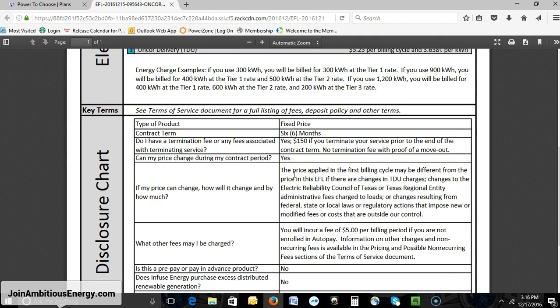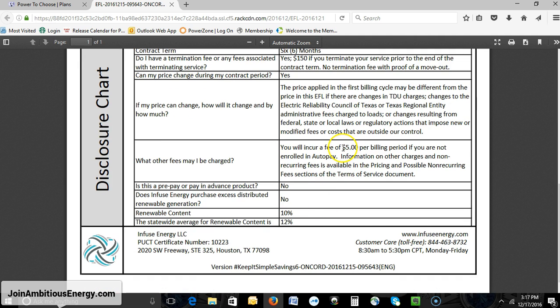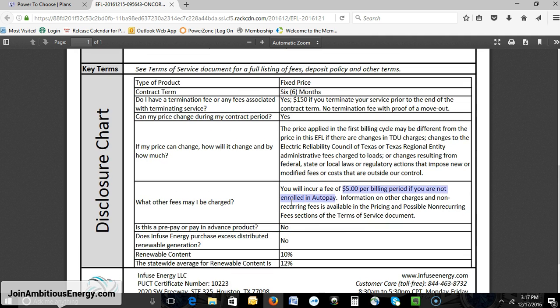And another thing to keep in mind, if you scroll down here, look at this little fine detail. What other fees may I be charged? Well, it says you will incur a fee of $5 per billing period if you are not enrolled in AutoPay. Information on other charges and non-recurring fees is available in the pricing and possible non-recurring fees section of the terms of agreement. So you're going to be charged $5 per billing cycle if you're not enrolled in AutoPay, like an automatic draft. So there's another charge. So you've got to factor that in. How does that factor into your overall rate that you're paying?